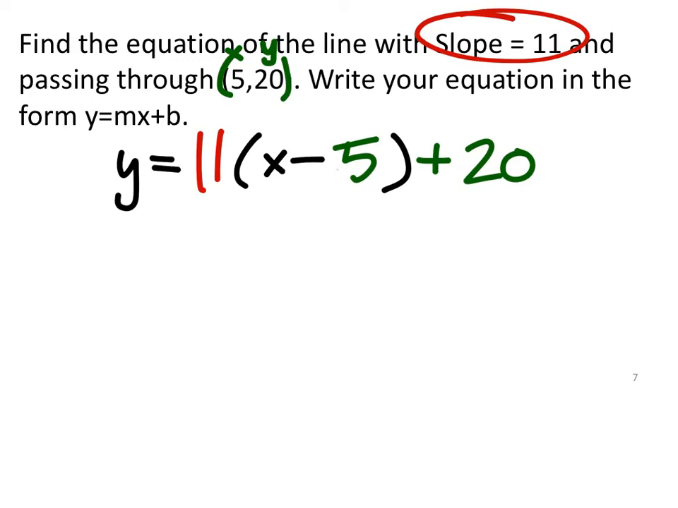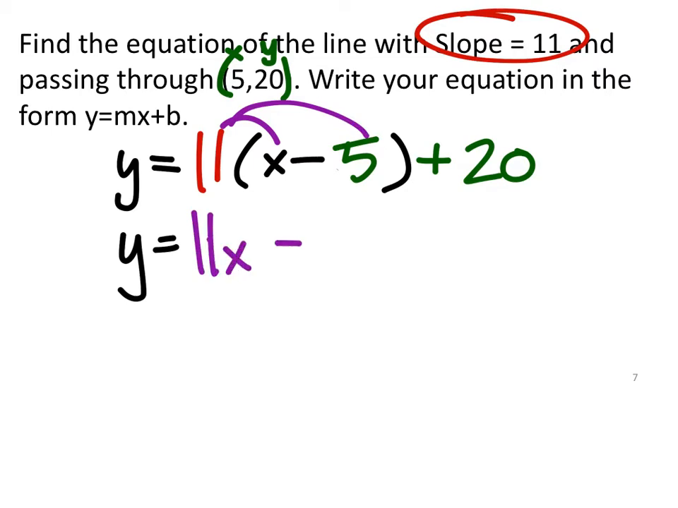So we just need to simplify it, because it's already a y equals stuff. So it'd be y equals, let's distribute the 11. 11 times x is 11x, minus 11 times 5 is 55. Then we got that plus 20 right there.